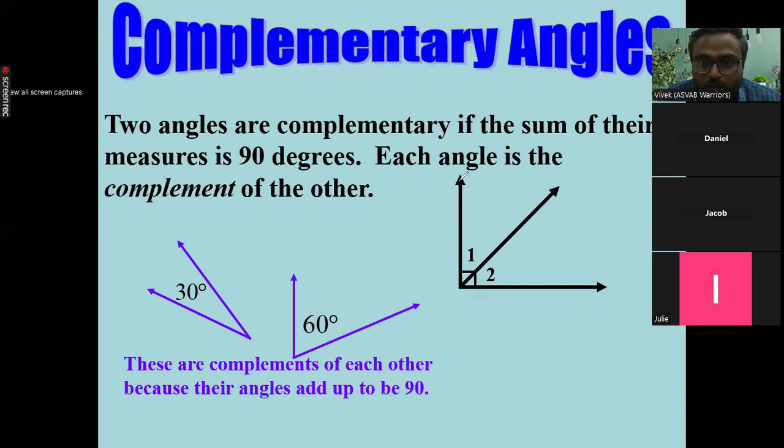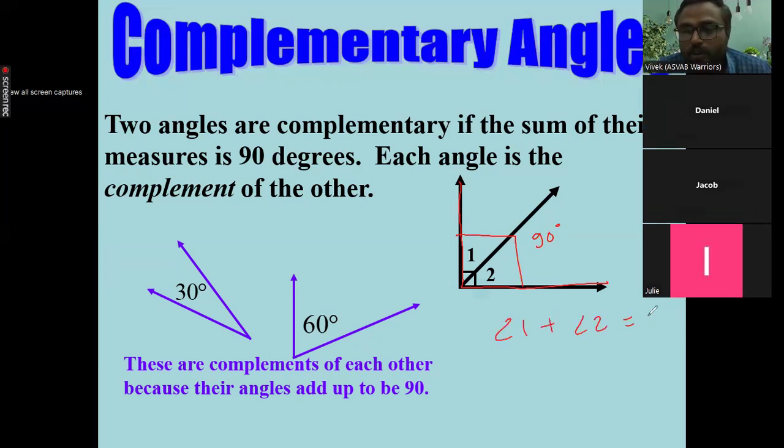Look at this. As we already know, this is forming a right angle which is nothing but 90 degrees. Therefore, angle 1 plus angle 2 is equal to 90 degrees. So what do we say? Angle 1 and angle 2 are complementary angles and they are complements of each other. Okay, now this angle 30 plus 60 is going to be equal to 90 degrees. So they are also complements of each other, or you can say these two angles are complementary angles. Okay, let's move on.